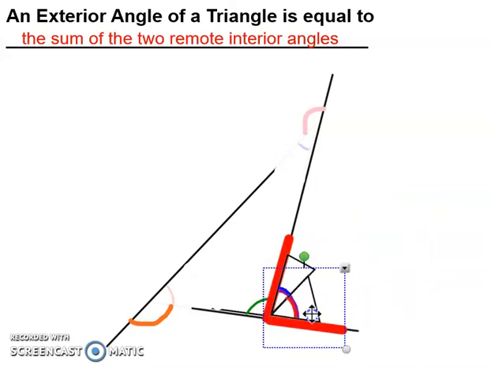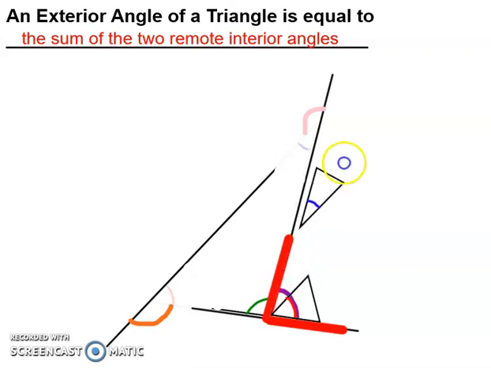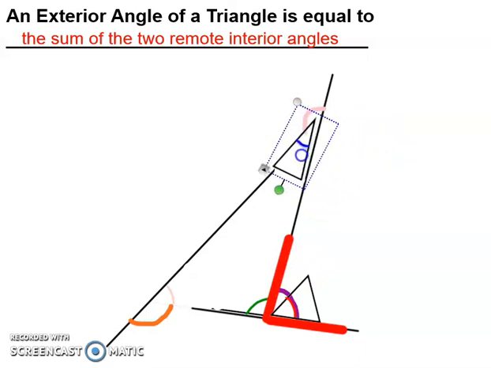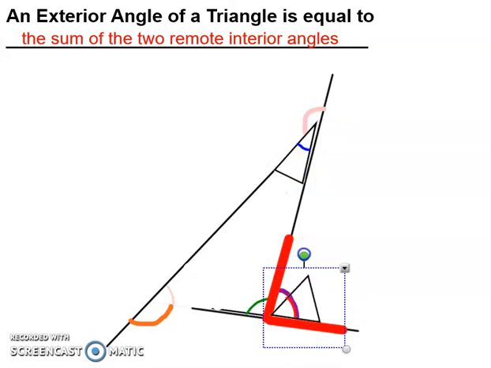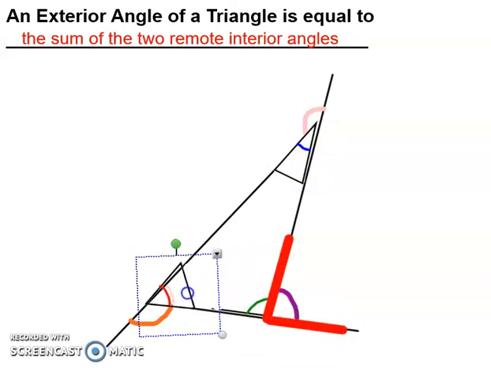Look at that. Okay, we brought the two remote interior angles together, and notice how it fits perfectly on that exterior angle. And now you're probably thinking, oh, right, cool, like it only works for that one. Well, we can try it again, and we can do it for any exterior angle that we want to. See, that goes right there.